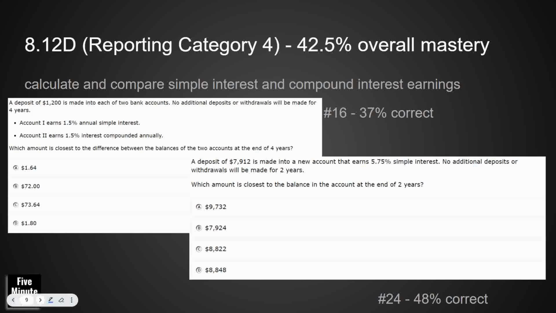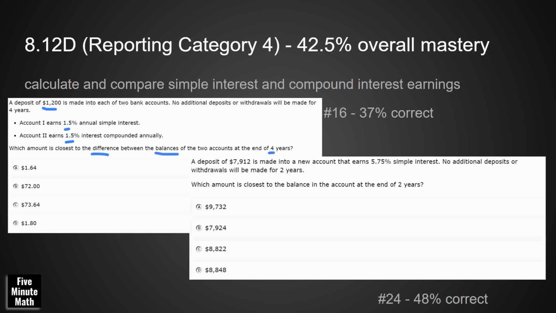Next, we're looking at 8.12D, and this is calculating and comparing simple interest and compound interest earnings. So you notice that we didn't do very well on either of them. We did a little bit better on 24 than we did on 16. So let's look at both of them. So we're looking at the difference between these two balances. All right, so we've got a 1200 deposit and no additional deposits or withdrawals. Same percentage, 1.5, 1.5. And it's at 4 years. So what we need is to just calculate the difference between the balances.